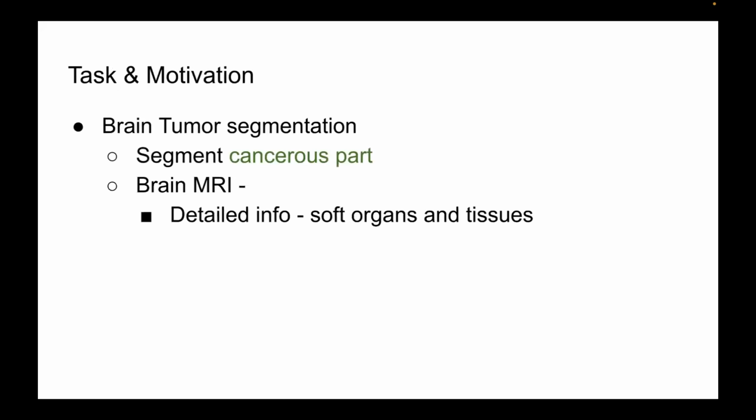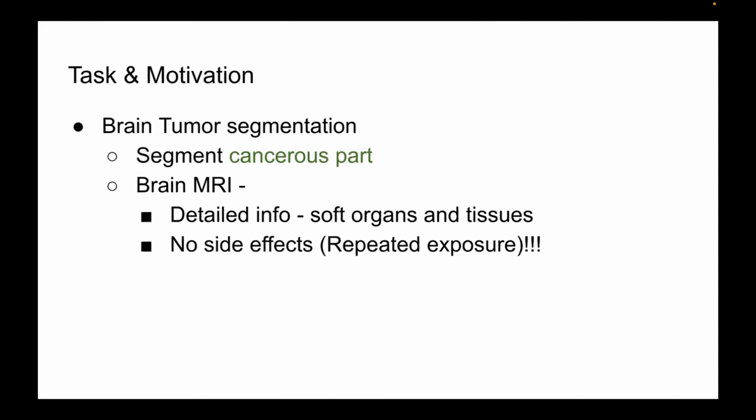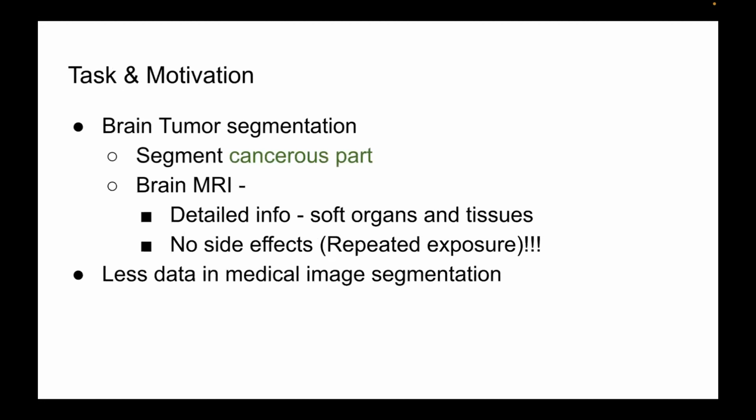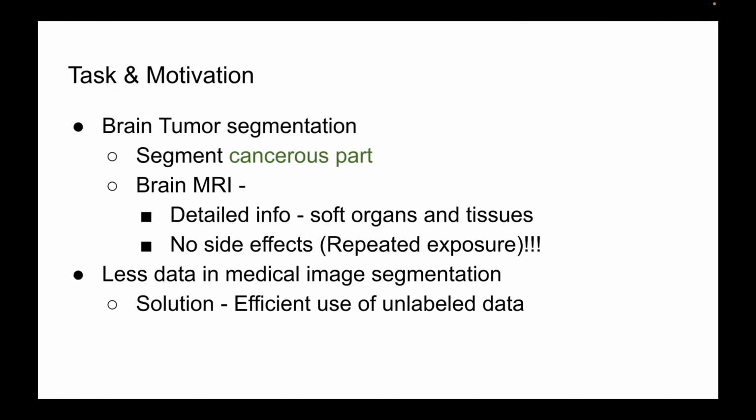The task with brain tumor segmentation is to segment out the cancerous part. We use brain MRI images, which give detailed information on the soft organs and tissues, and there are no side effects with repeated exposure to brain MRI. However, the issue is the lack of data in medical image segmentation, so my solution is how we can efficiently use the unlabeled data.